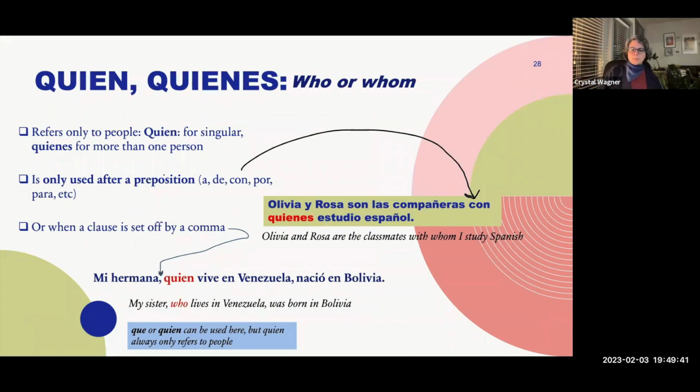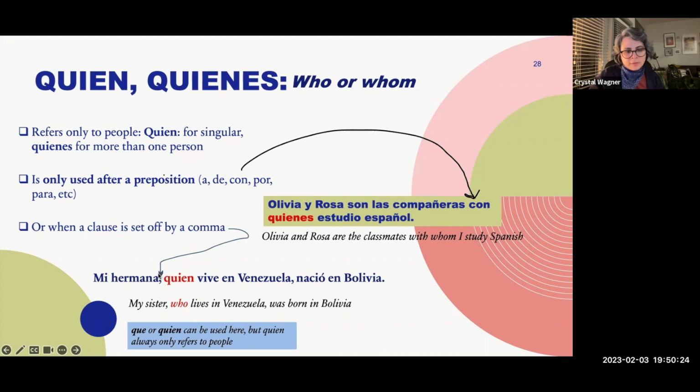¿Quiénes or quién? Who or whom? Very, very easy to tell the difference between quién and quiénes, because quiénes and quién only refers to people. Solo se refiere a personas. And it is only used after a preposition. Estas son las preposiciones. Some examples here. There's several more, but I will give you examples with several of these before we end this video. Or you could also identify them when a clause is set off by a comma. Now remember that a clause would contain an entire idea, right? Por ejemplo, mi hermana, quien vive en Venezuela, nació en Bolivia.